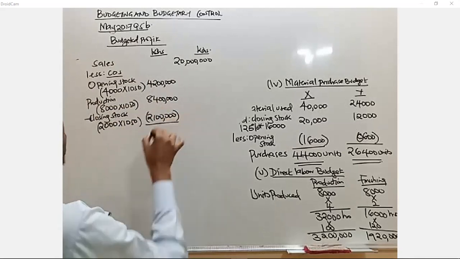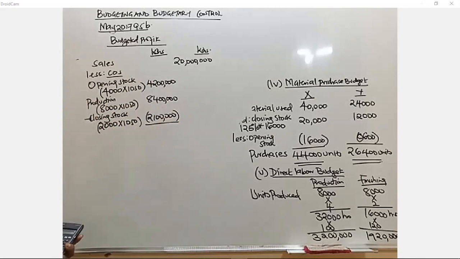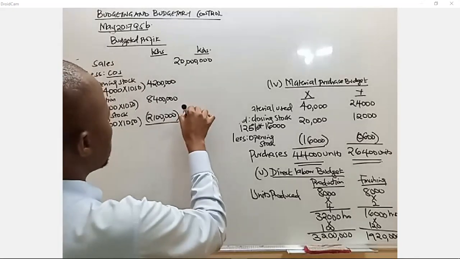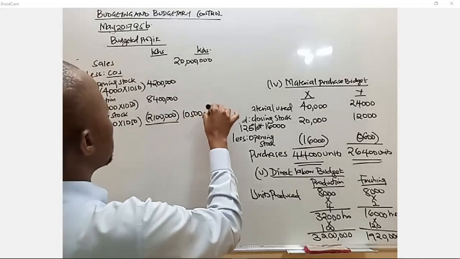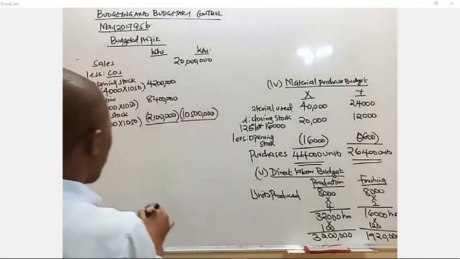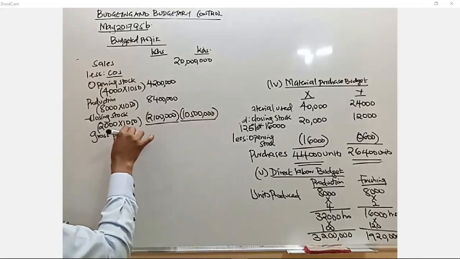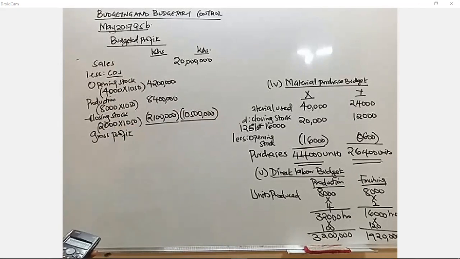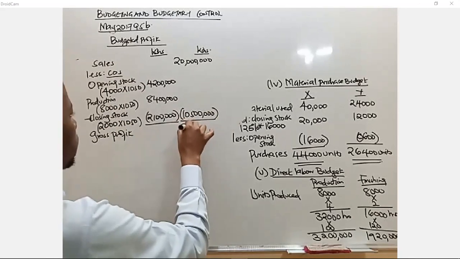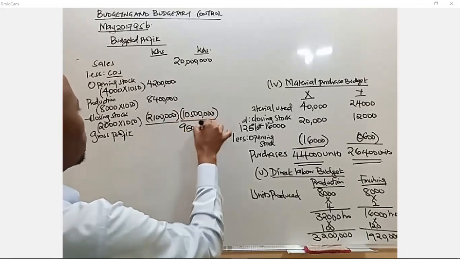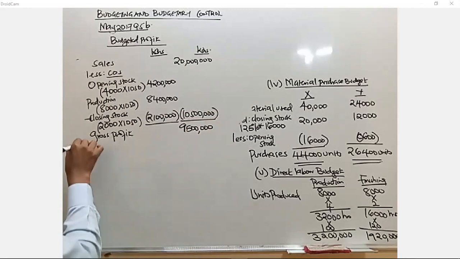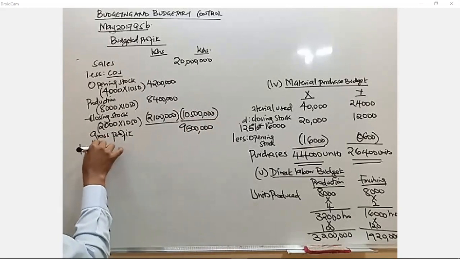So cost of goods yako ni ngapi? 4,200 plus 8,400 minus 2,100. I'm getting 10,500. So let me subtract there to get my gross profits. So my gross profit will be how much? 20,000 minus my answer. I'm getting 9.5 million. 9.5 million. Let us less allowable expenses.